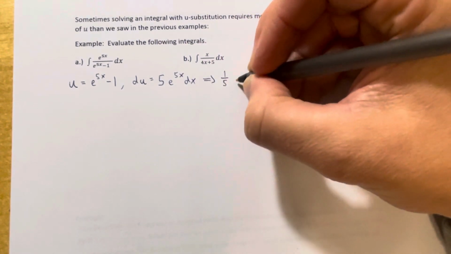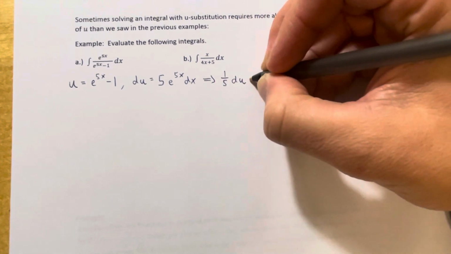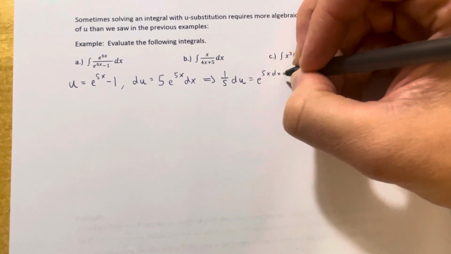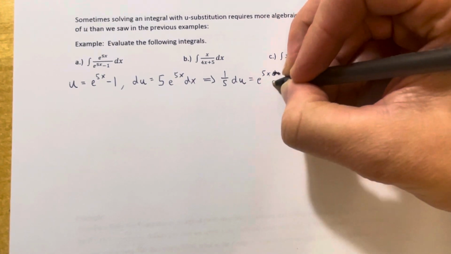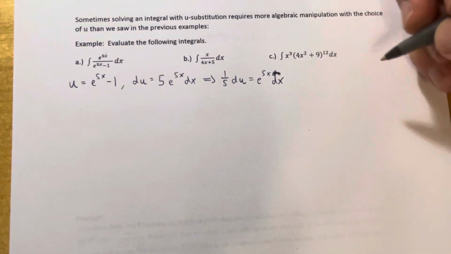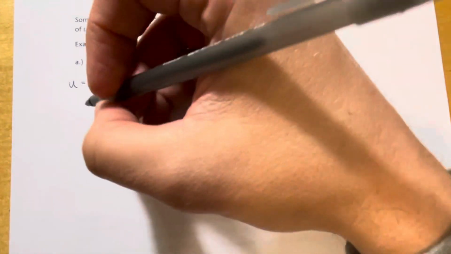We multiply both sides by 1/5. So we get 1/5 du equals e to the 5x dx. Oop, the dx does not belong up there, sorry, dx. That accounts for this numerator and the dx there. Then I have a u in my denominator, so this whole thing turns into 1/5 times the integral.